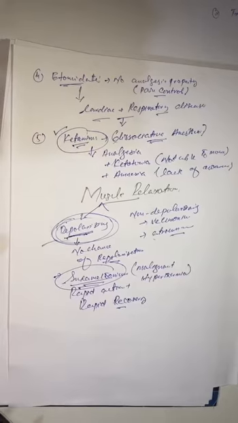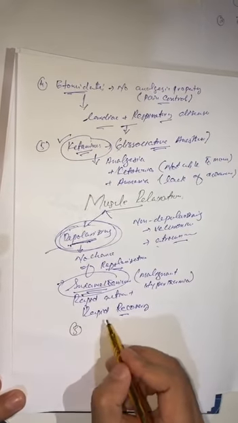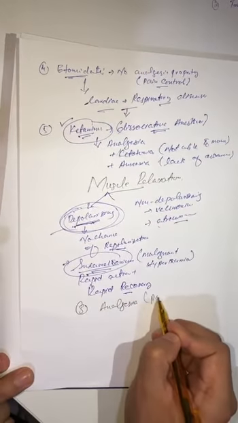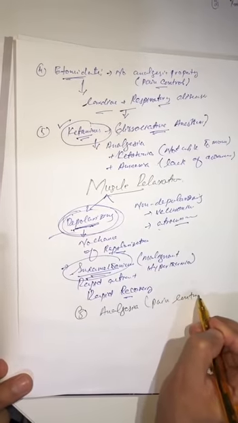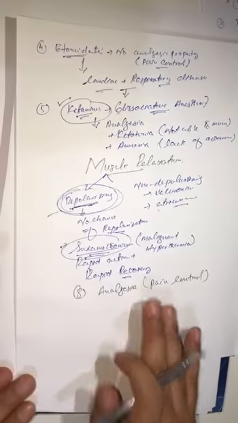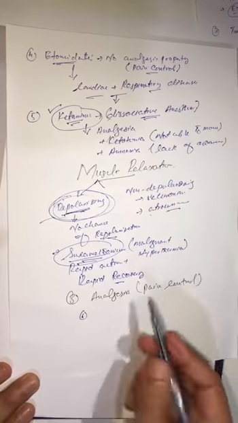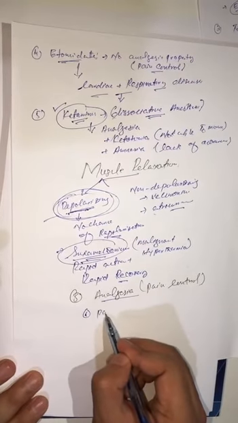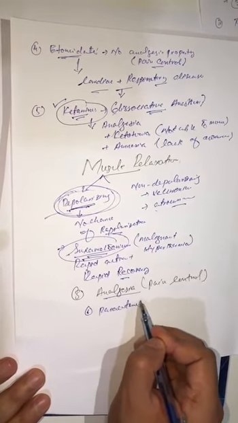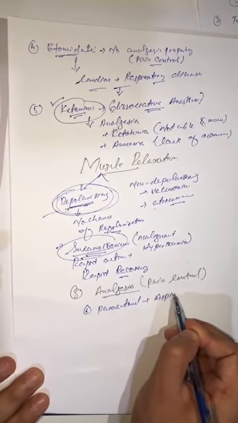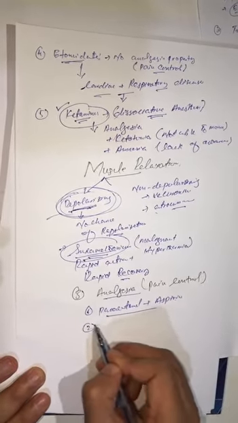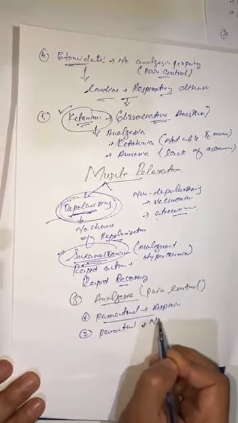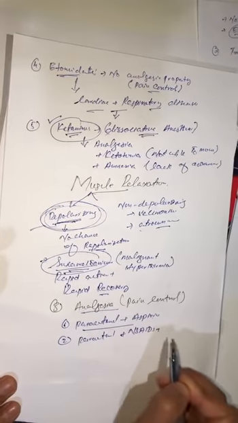The third step is we have to give analgesia to the patient before any type of surgery. Analgesia means pain control drugs. For analgesia, a stepwise approach is commonly used. For example, the first one is paracetamol plus aspirin. If it doesn't work, then we will add paracetamol plus NSAIDs, non-steroidal anti-inflammatory drugs, and codeine.